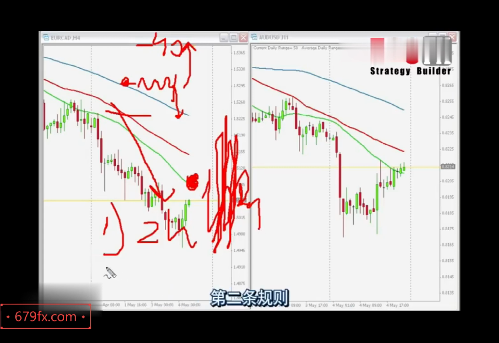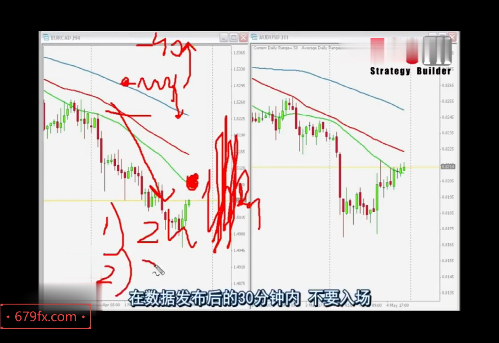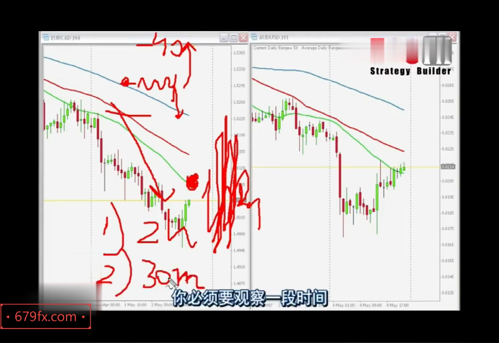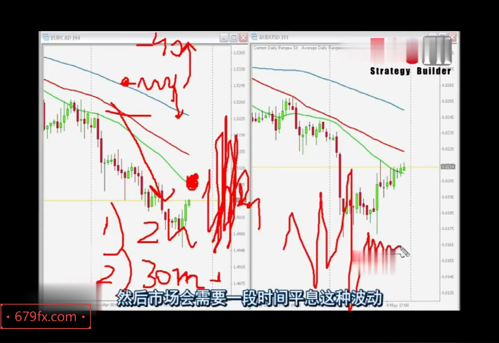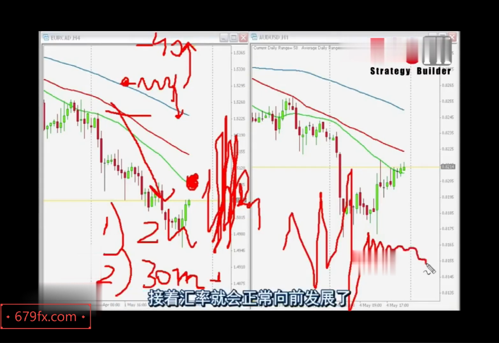And the second rule is to not enter a trade for at least, let's say, 30 minutes. I personally do 30 minutes after the news comes out. You need to wait some time. 30 minutes should be enough for the dust to settle. After the news comes out, like I said, there are some random spikes on the chart, and then it takes a little bit of time for the dust to settle before price begins moving the way it's supposed to. So here is the news.